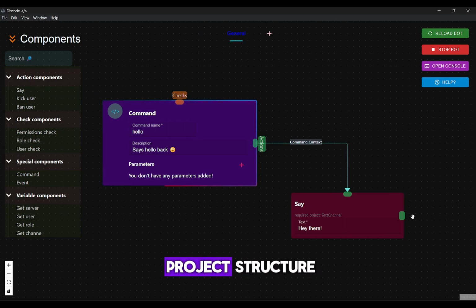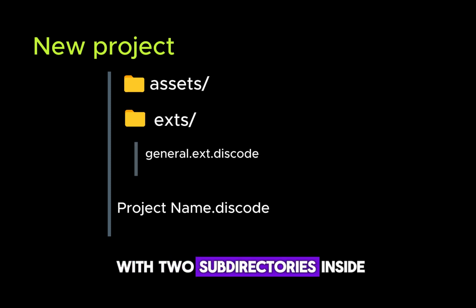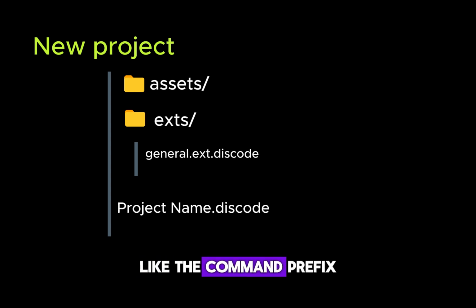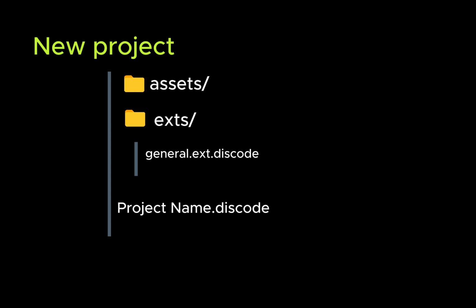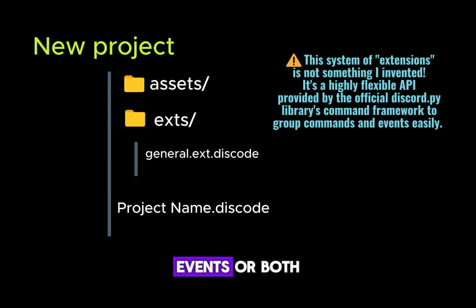Let's talk about the project structure. Every time you create a new Discode project, a folder gets created with two subdirectories inside for now. The .discode file contains all the information you just entered, like the command prefix and the bot token. The exts folder contains .ext Discode files, which I'd like to call extensions. These extensions provide you with a way to categorize your commands, events, or both.